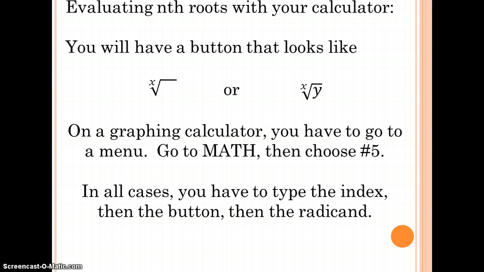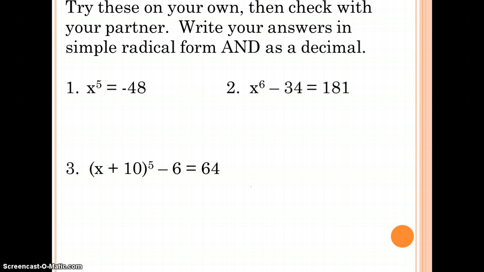Okay? So let's go ahead and have you check some of these answers on your own. Try to work out numbers 1, 2, and 3, and then we'll come back together and go over these answers. I'm going to leave the video recording right now, give you about 3 or 4 minutes to work on these, and then we will go over the answers. Please try these on your own and see if you're on the right track.